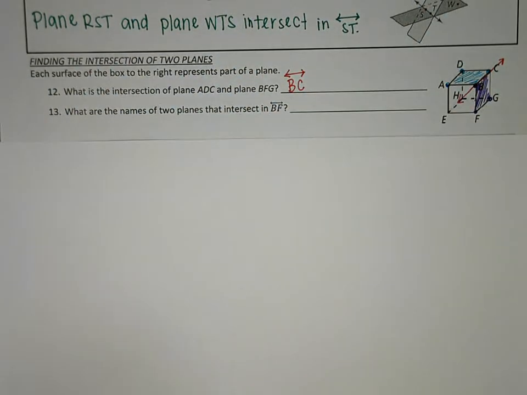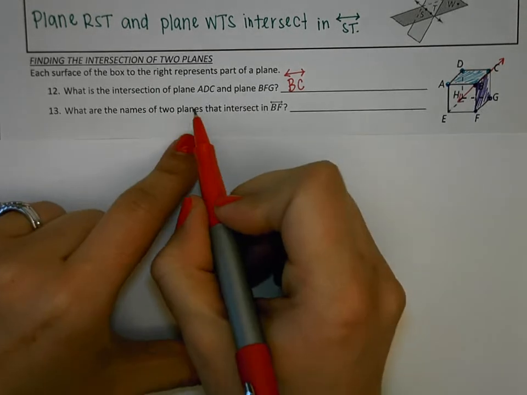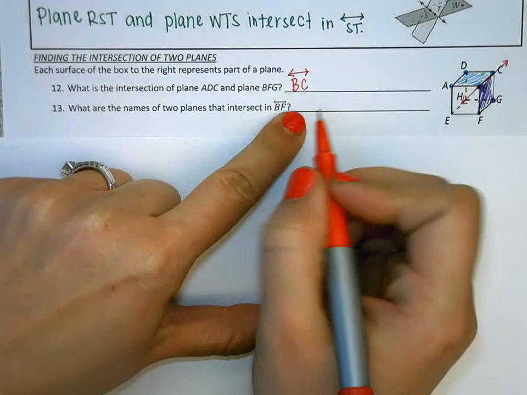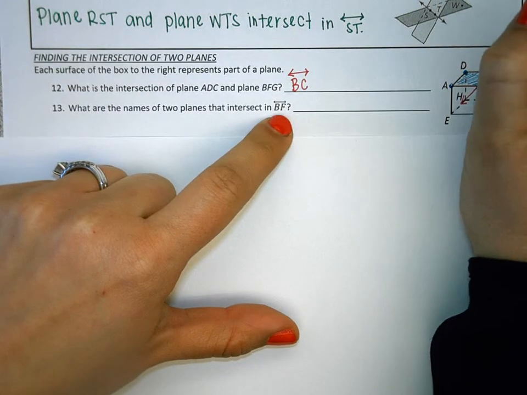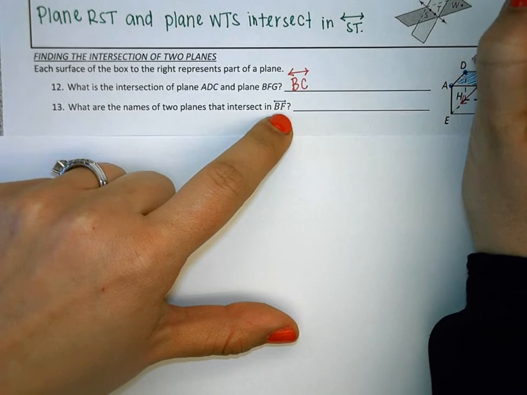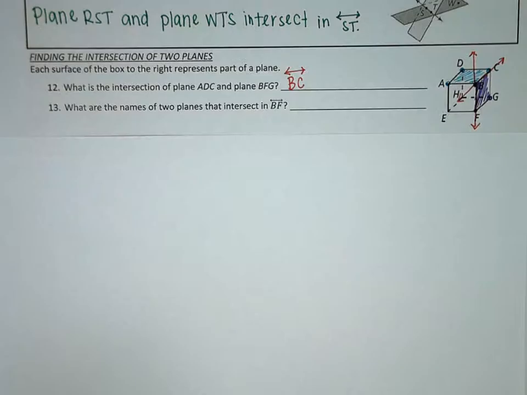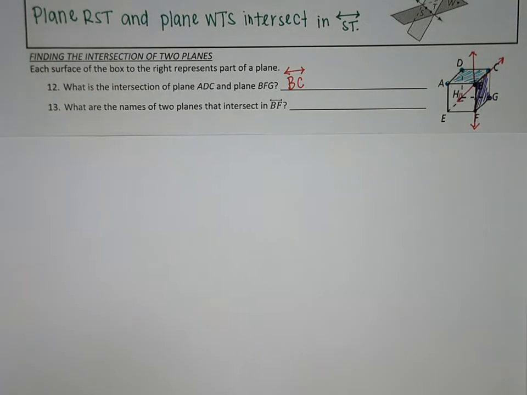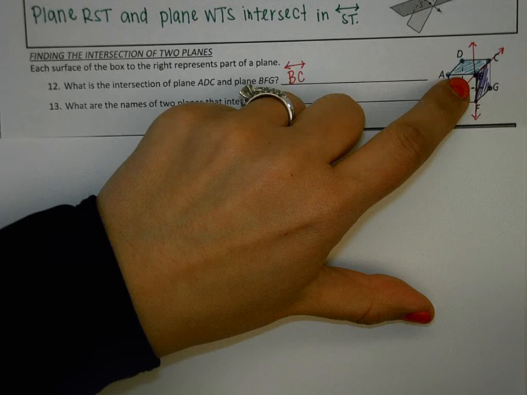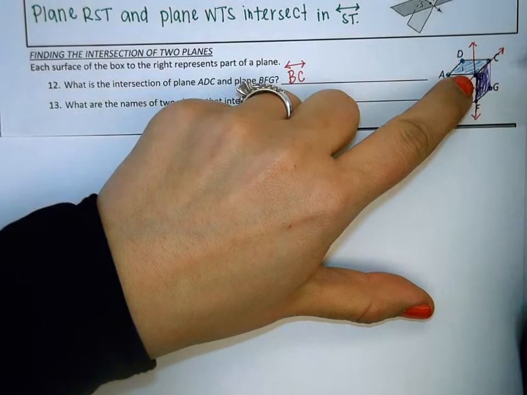So you have to make sure you draw it as a line. You cannot name it just the segment. So now that I drew all over this one, let's do number 13. What are the names of two planes that intersect at line BF? So this line right here. So the two pieces that share that edge are this plane right here. So plane BFG, right?